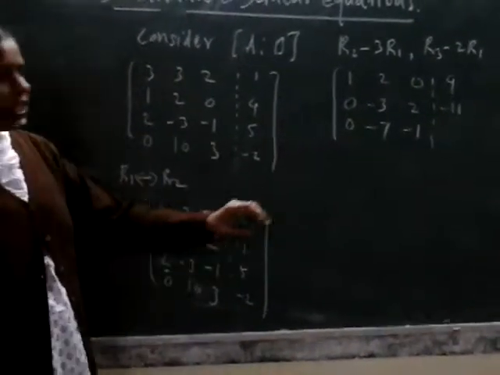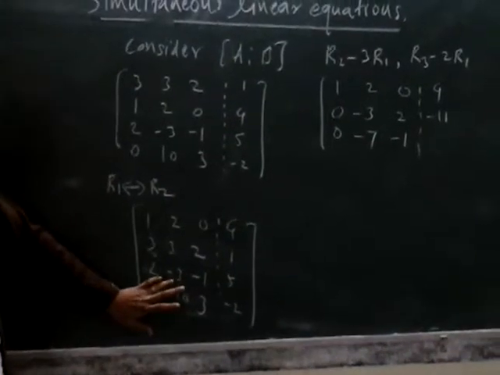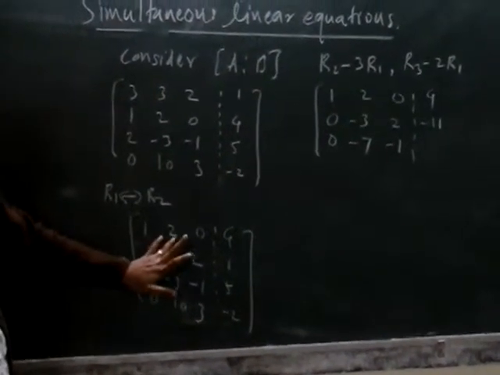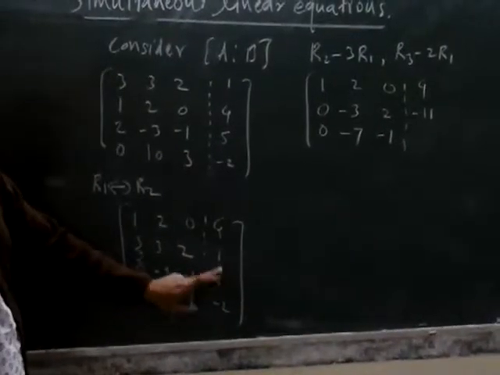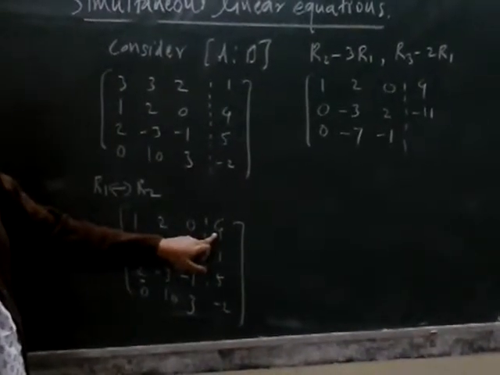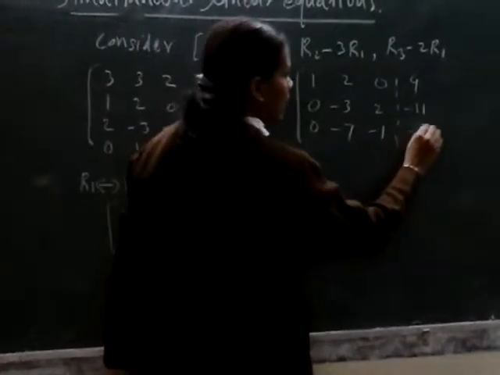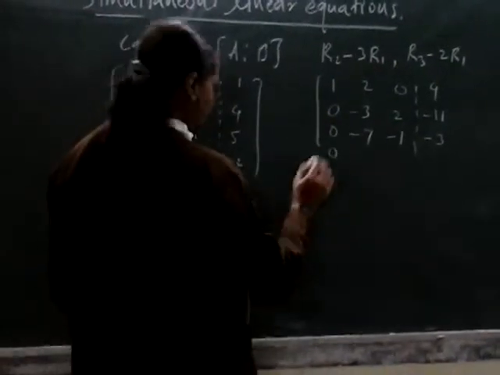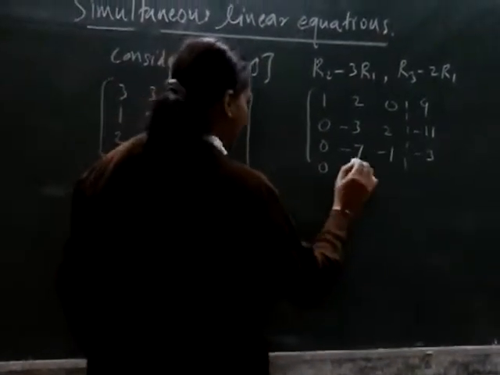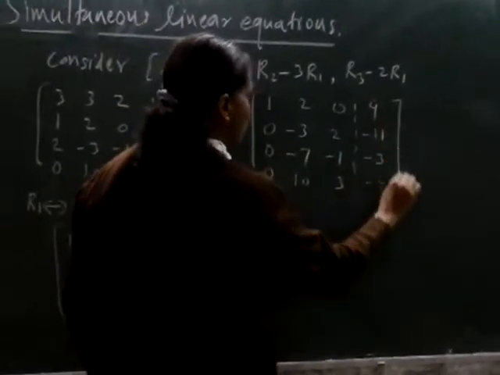Once again I will check whether this element minus 7 is correct or not. That minus 3 and that 2 into minus 2 is minus 4, correct. And 5 and that 4 into minus 2, that is minus 8, 5 minus 8, so this element is minus 3. And the next term is 0, 10, 3 and that minus 2.